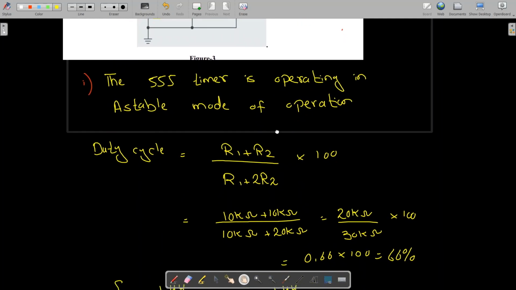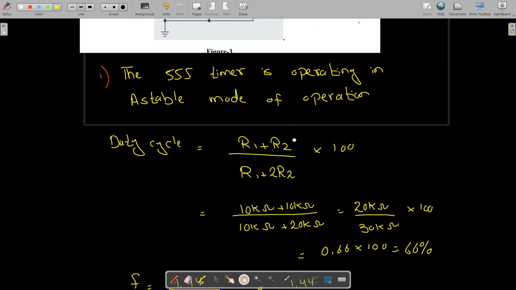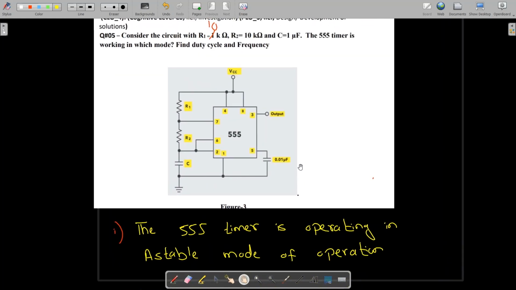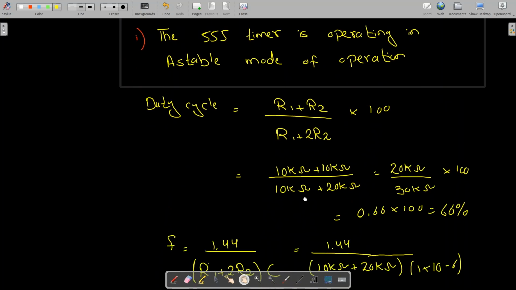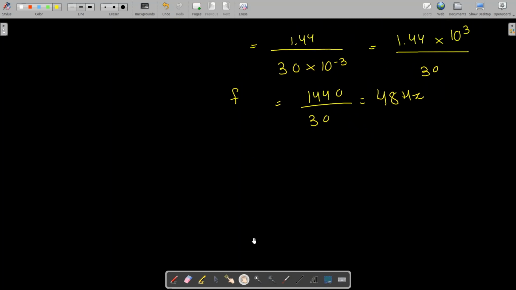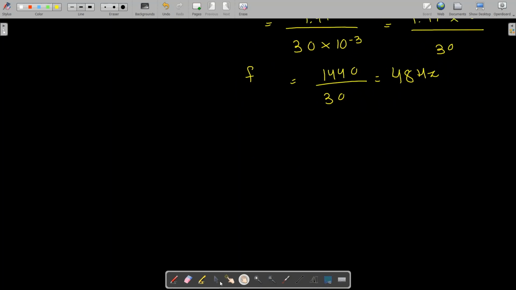Now this is one of the methods. If you want to solve it using the other method by finding the T on and T off, you can also do that. So for the second method, I'm going to write over here, this was one of the methods, and this is also a correct method. So you can also use the second method. The second method is to find the T on, T off, find the total time T, and from then you can find your duty cycle and the frequency.